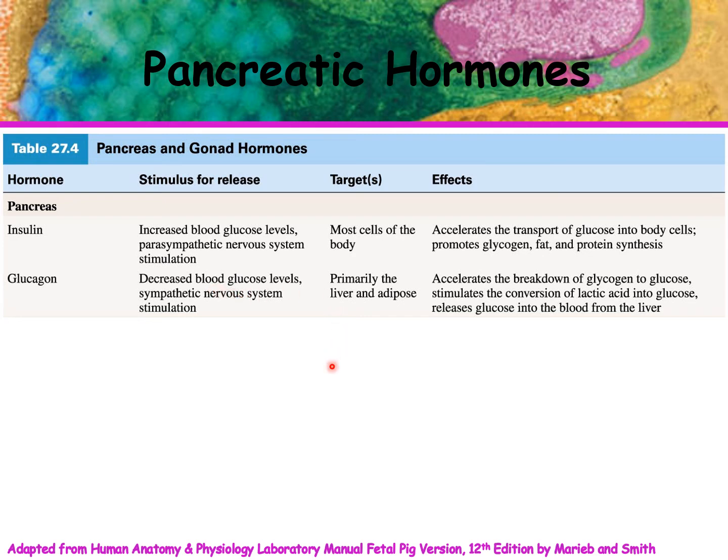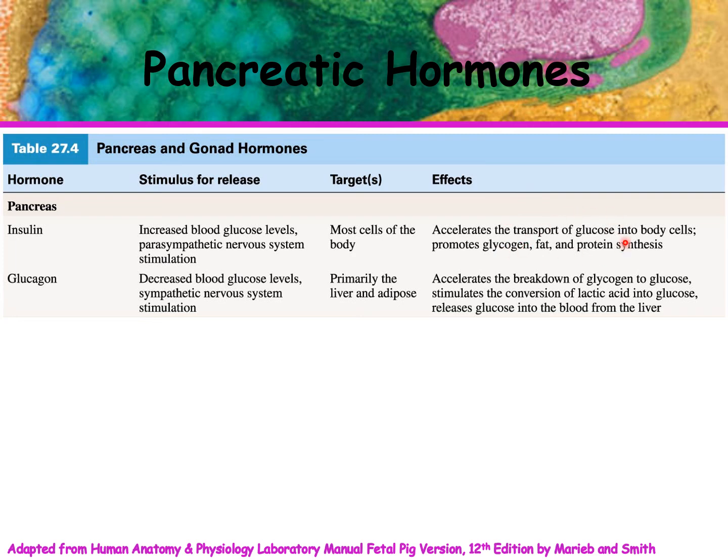So increased blood glucose levels and parasympathetic nervous stimulation stimulate the beta cells in the islets of Langerhans to secrete insulin, whereas decreased blood glucose levels and sympathetic nervous system stimulation trigger the alpha cells to release glucagon. Insulin works on almost all of our bodily cells, whereas glucagon works primarily on the liver and adipose, and this is where glycogen, the storage form of glucose, is typically found.